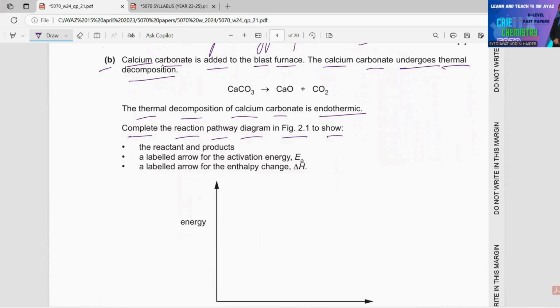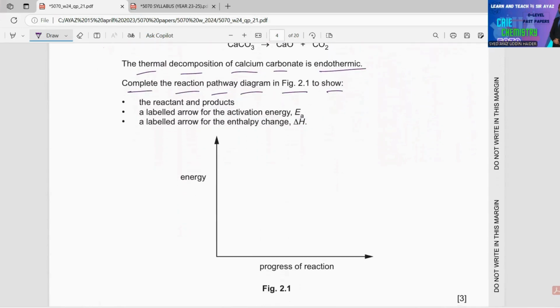Include a labeled arrow for the activation energy, EA, and a labeled arrow for the enthalpy change, delta H. So for the endothermic reaction, the product must be at a higher energy state than the reactant. So the reactant must be at the low energy state.